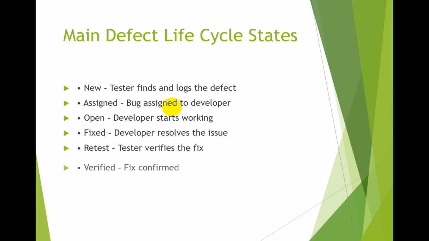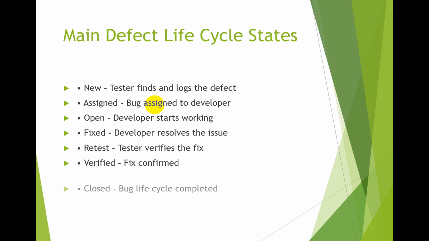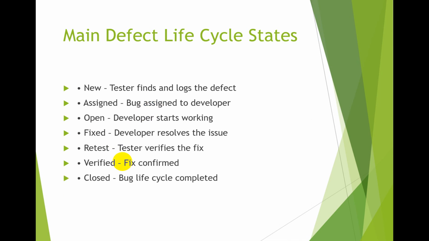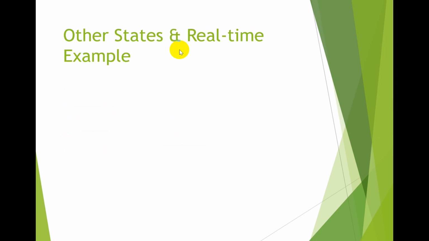And next is Verified. Suppose we got that bug for retesting, we retest it and we get the result that our application meets the expected criteria. At that time we create the evidence, attach a comment and mark that defect as Closed. So these are the main defect life cycle states. Apart from that, we have other states, and we'll see one real-time example as well.